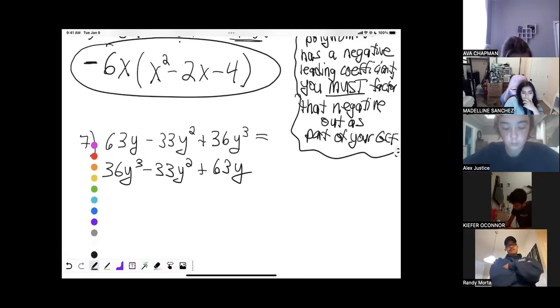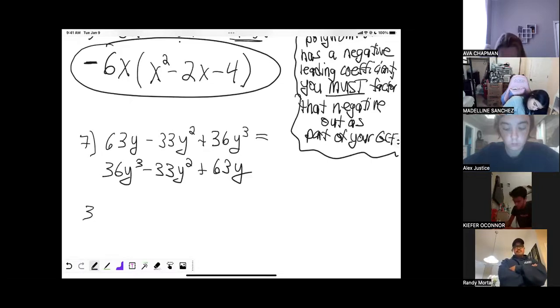Okay, so look at our numerical values, 36, 33, 63. They're a little strange, huh? But let's see. I could divide them by 3. They all are multiples of 3. I don't think we can do anything else. No, 3. Then I look at my y's. I have an exponent of 3, an exponent of 2, an exponent of 1. So my smallest exponent is 1. So my greatest common factor is 3y.